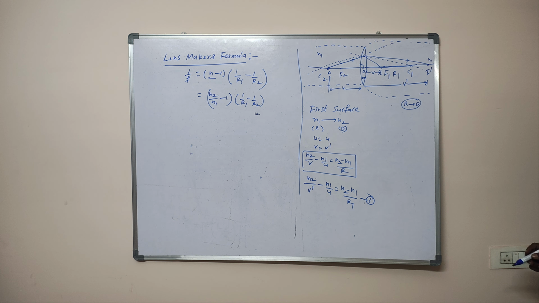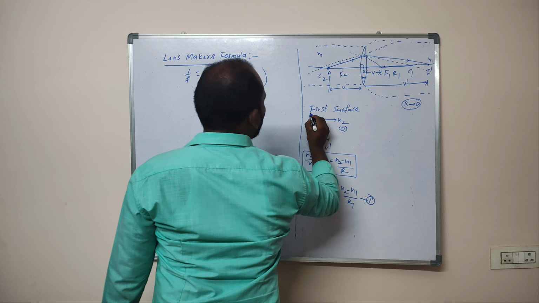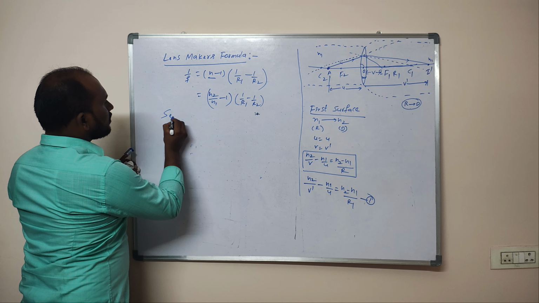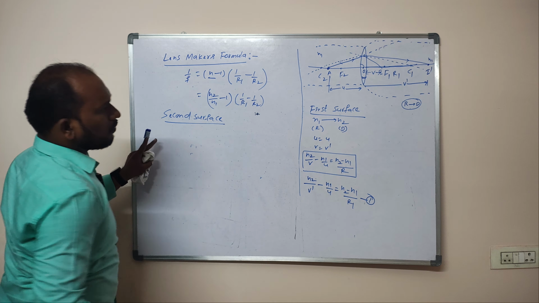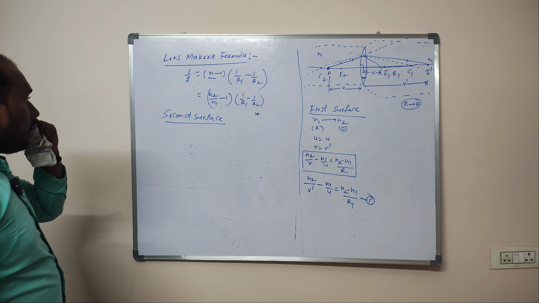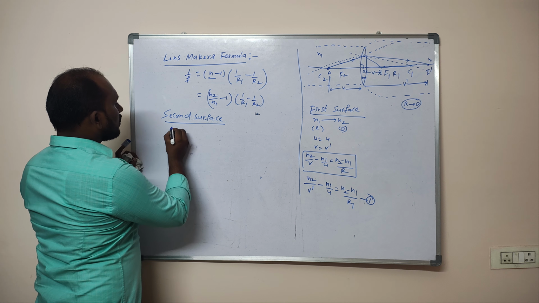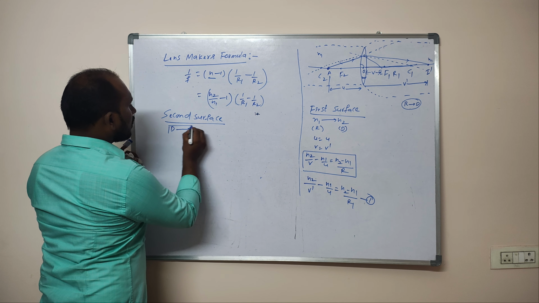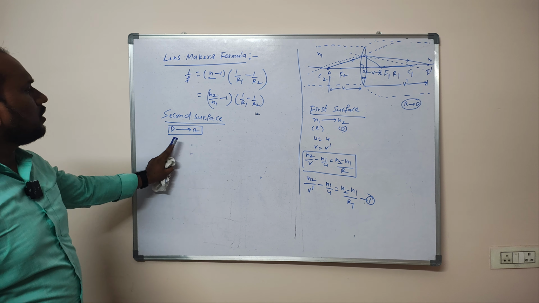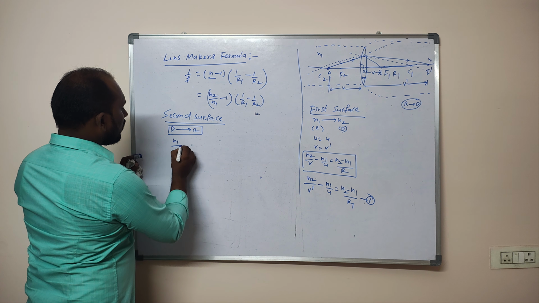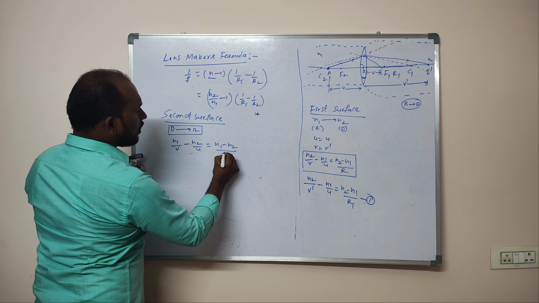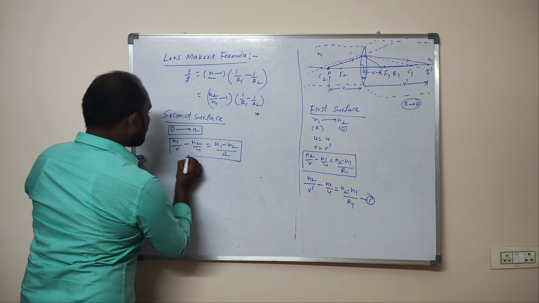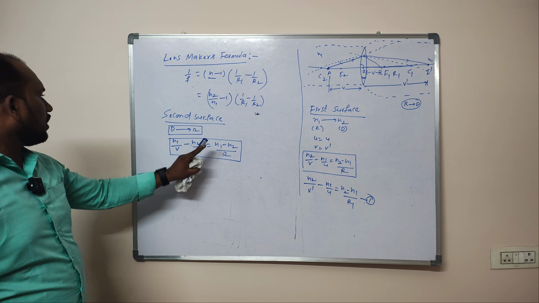V. So from this surface, let us say this is the first surface, now dealing with the second surface. We know the ray travels from denser to rarer. So when the ray travels from denser to rarer, for the image formed by the curved surface we have to interchange: n1 by v minus n2 by u is equal to n1 minus n2 by r. This is the formula for when a curved surface ray travels from denser to rarer.